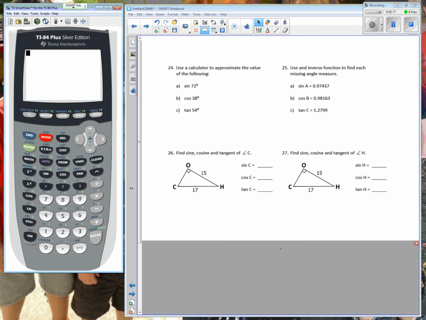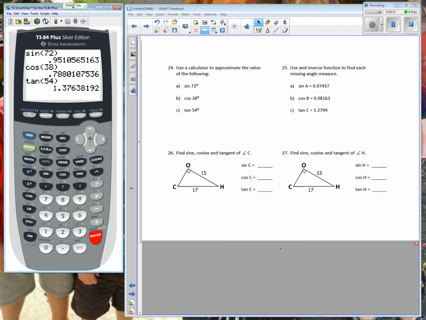Make sure that's darkened and highlighted. If that's the case, 24, it's a matter of just typing 72 degrees in your calculator. Don't even need to type the degree symbol. Cosine of 38 and tangent of 54, so you get these long, non-repeating decimals. So there you go.